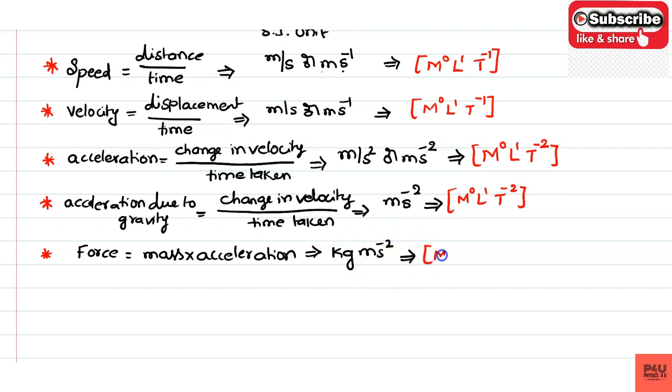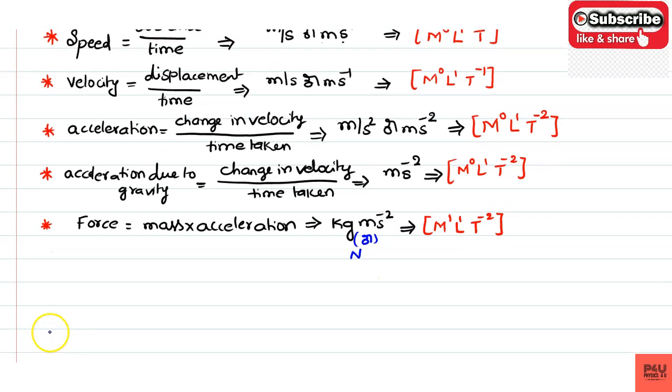So the kg term is there. So we'll write M power 1, that is kg power 1, meter power 1, that is length power 1, and time is raised to the power minus 2. So this is called Newton. Kg meter per second square is also represented as Newton.